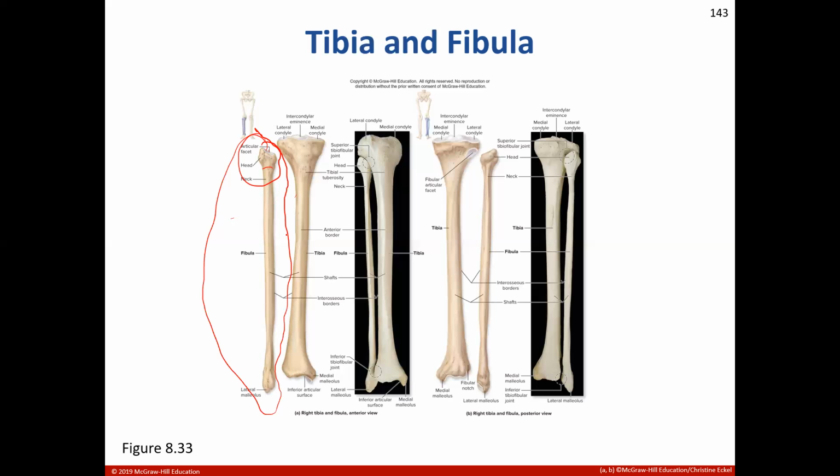Now, remember, this is the anterior tibia and fibula. This is the posterior. So down here at the ankle, you could feel this bone, like that bone on the outside of your ankle. Sometimes you smash it into a wall or a door or something.